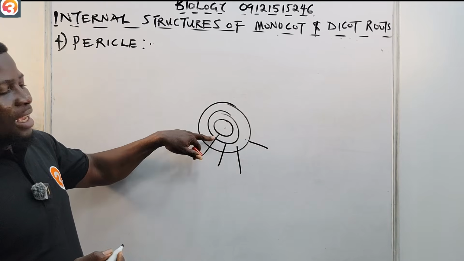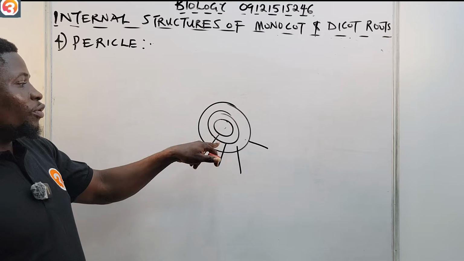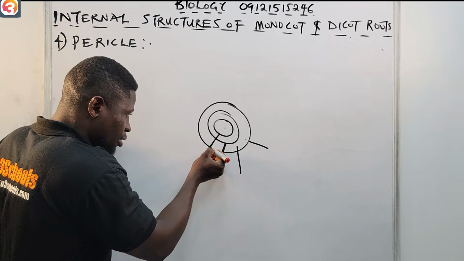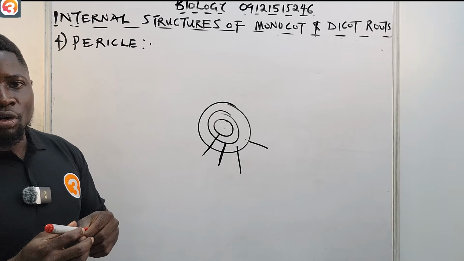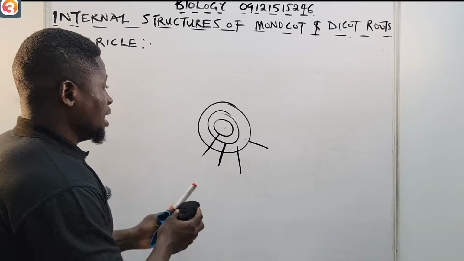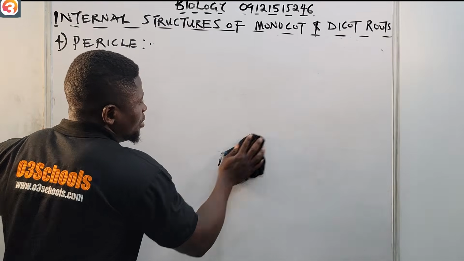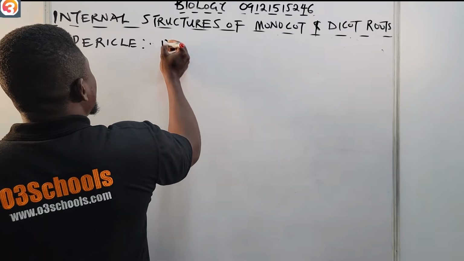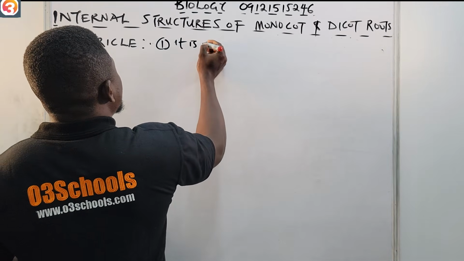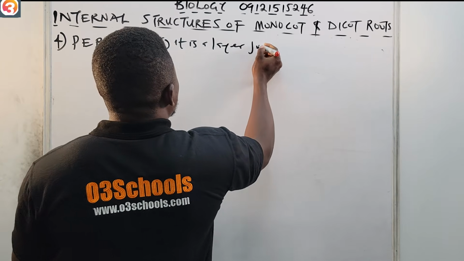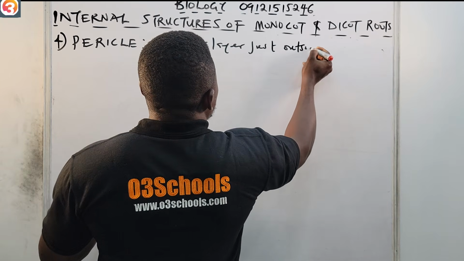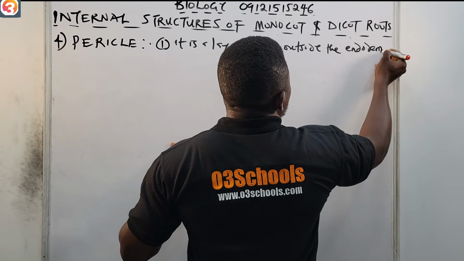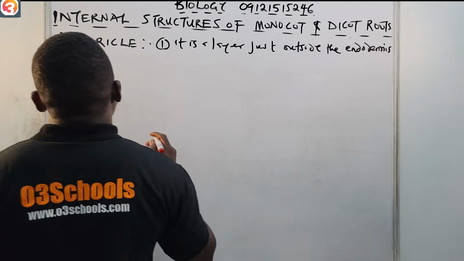It's just outside of the endodermis. This is the endodermis. This one here is the pericycle. It's just outside of the endodermis. So that is what the pericycle is. Now, number 1, we know it is a layer just outside the endodermis. Okay, so that's the pericycle.